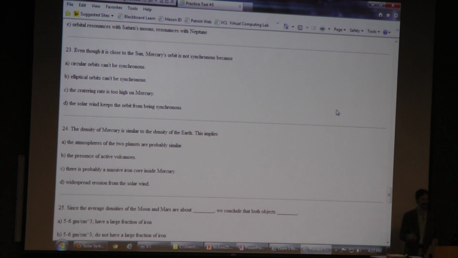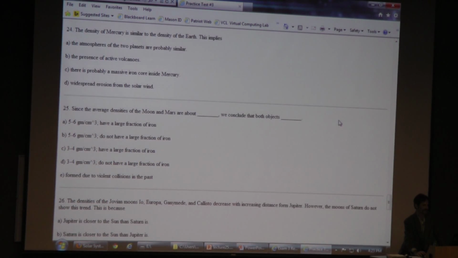All right, another question about synchronous orbits here. Mercury is very close to the Sun. We would expect a synchronous orbit, but it's not actually synchronous because of what? Right, because the orbit's actually elliptical, and elliptical orbits can't be perfectly synchronous because of the change in speed as the planet gets closer and farther from the Sun.